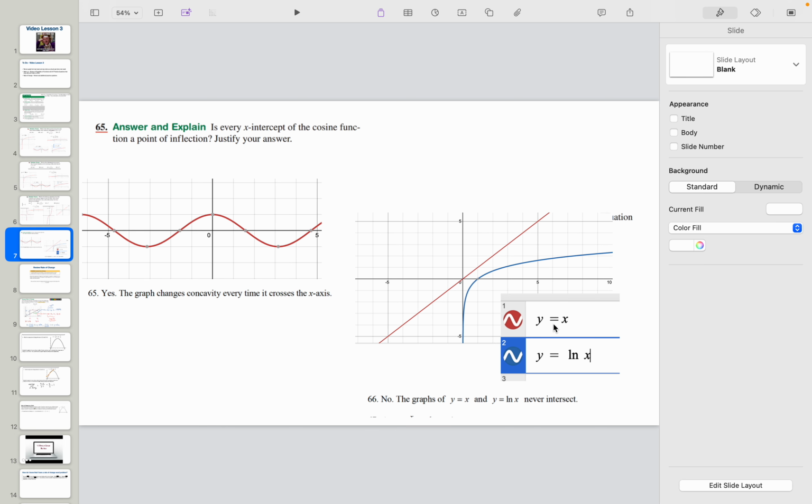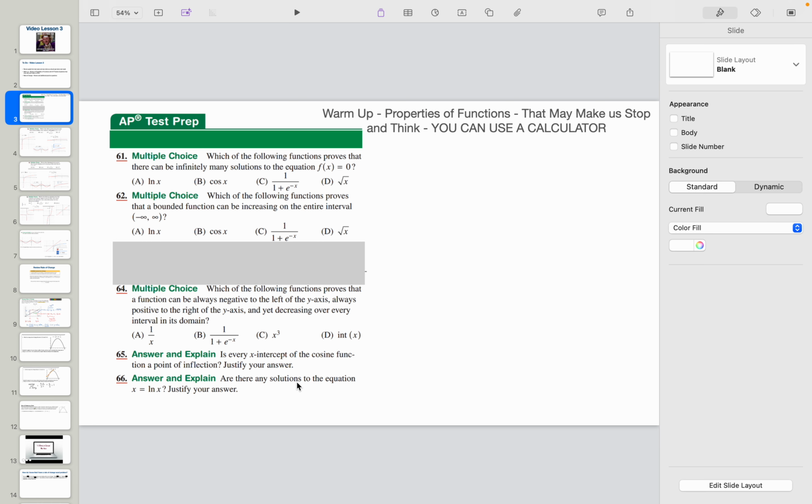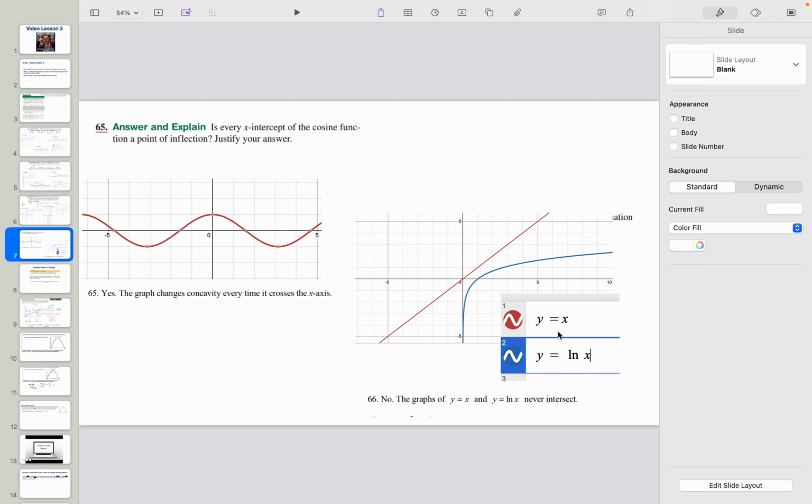All right, so here we have, I forgot to get the question, 65, are there any solutions to the equation? We have to remember that solutions are when these two guys equal each other. So y equals x and y equals ln of x. So x equals ln of x, which would mean these two graphs should cross one another to have a solution, and they don't. Because these graphs never intersect, they have no solutions.